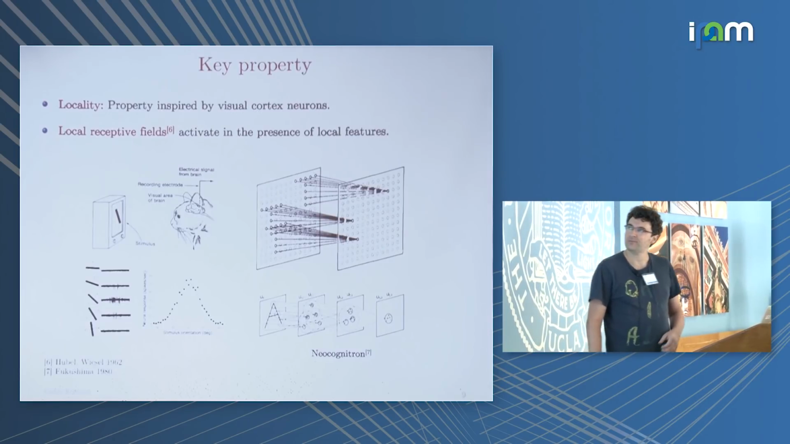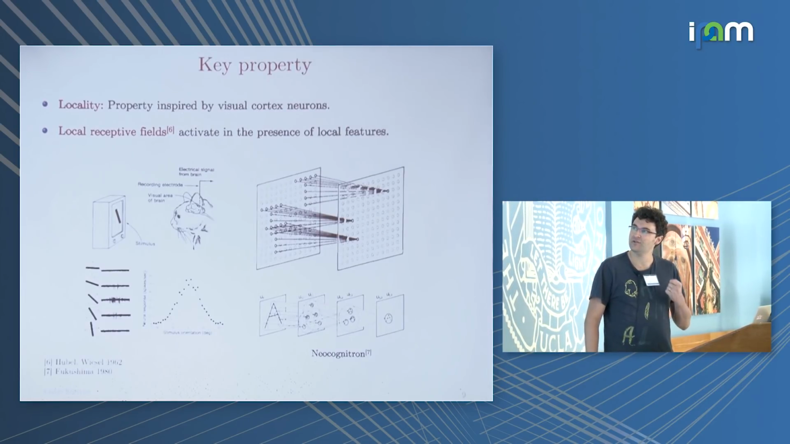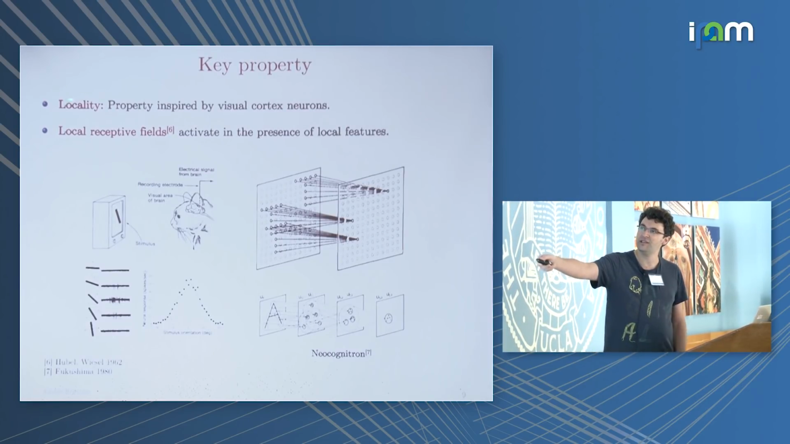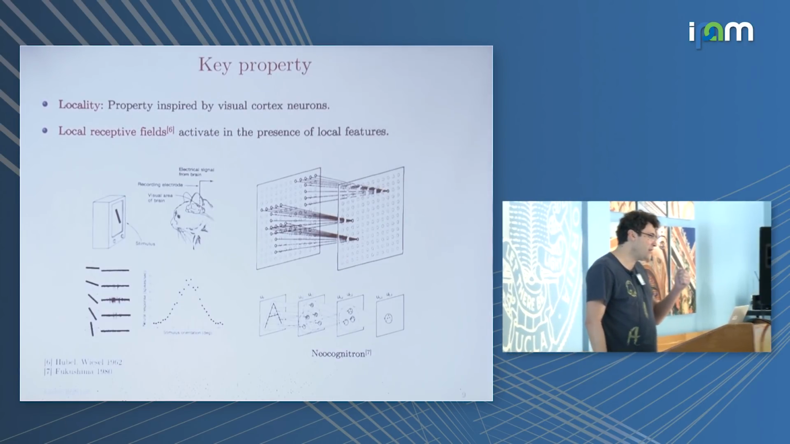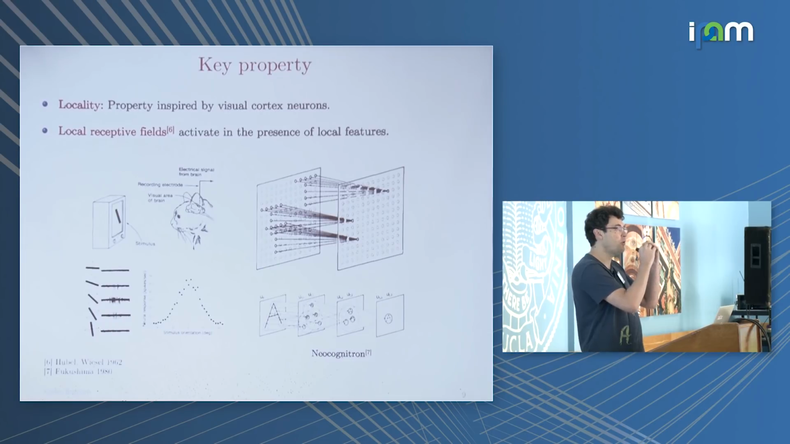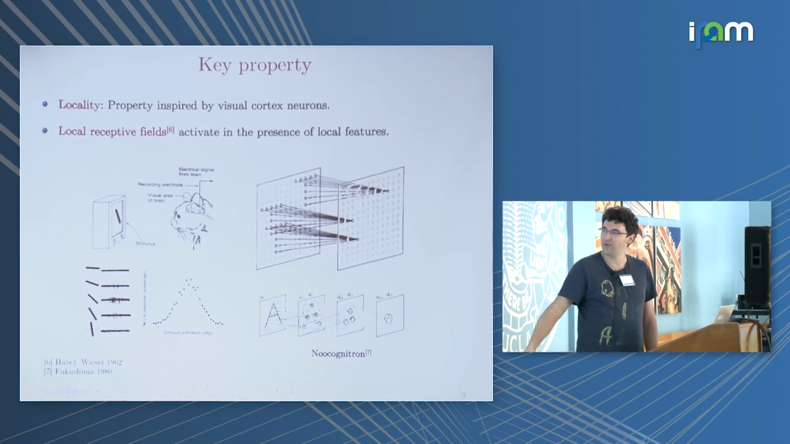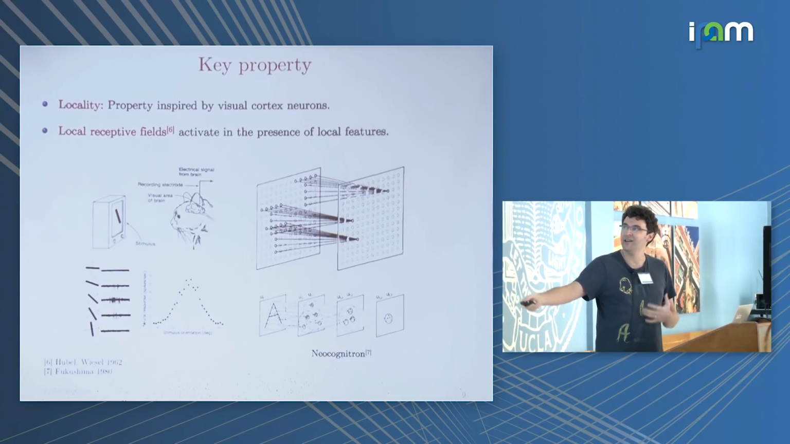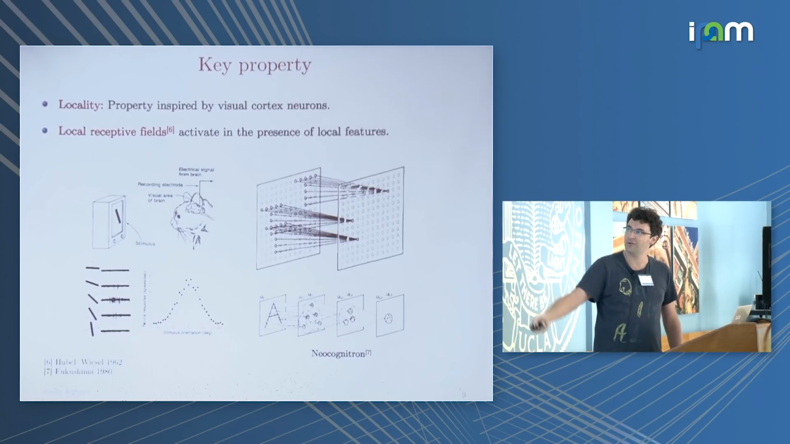So the key property of compositionality, the first one, is basically locality. We know that one neuron has a receptive field which is local, on a compact support. And this is inspired by the human visual cortex neurons.